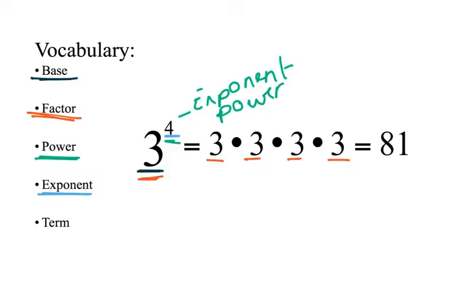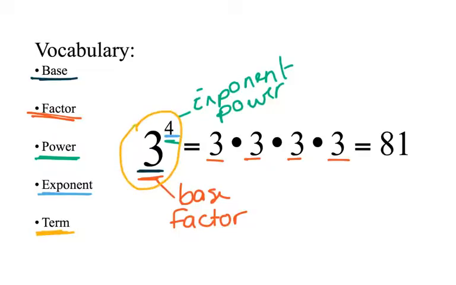And then let me go back. 3 is the base and the factor that's being multiplied over and over. Term is this whole bunch together. Each piece in an equation is a term, and 3 to the 4th power is a term. Hopefully this all makes sense, but you'll see it as we work through it in this video.